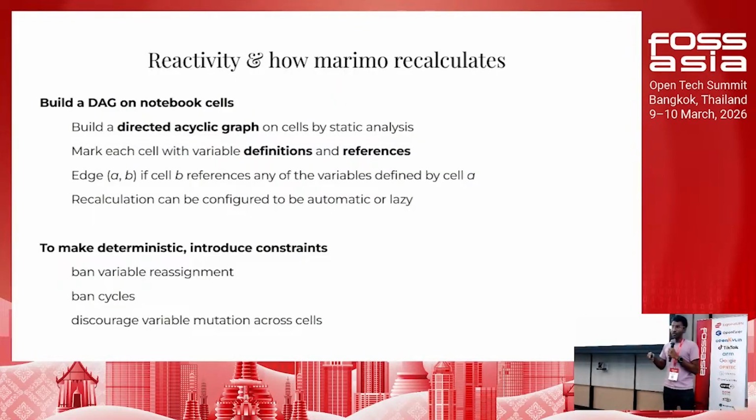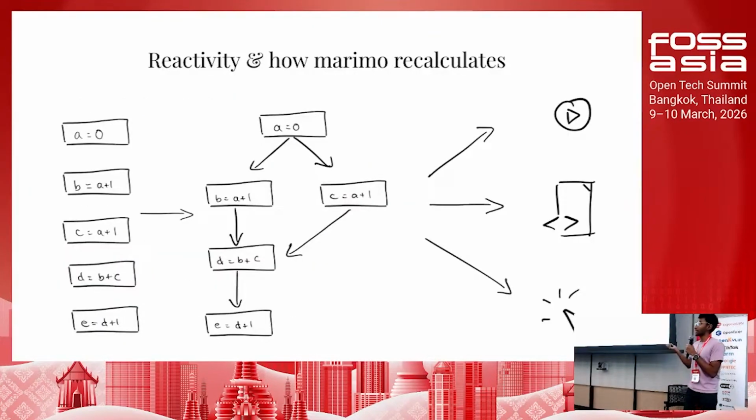So under the hood, how it works, we create a DAG based on the cells. We statically analyze your Python code, and each cell would have definitions and references. So if another cell has references to cell A, we create an edge between them. So it will look something like this, where you define A, and then B and C, who refer to it, would update if A updates.